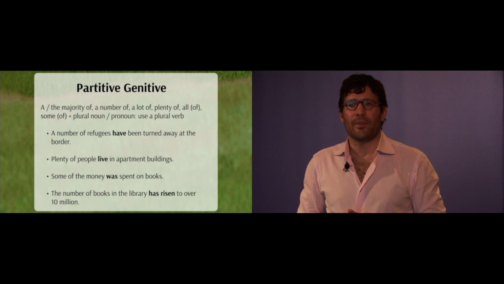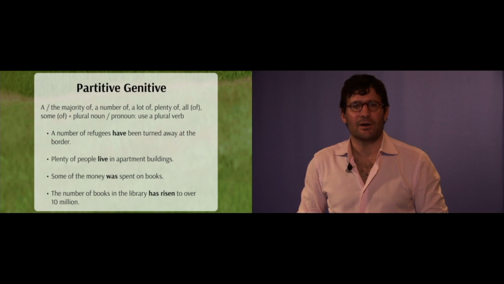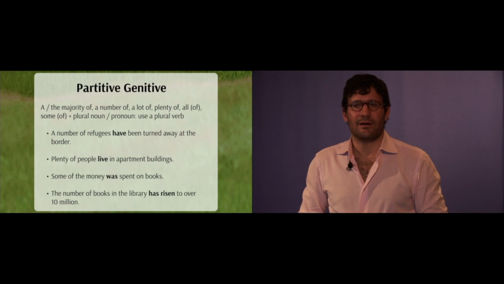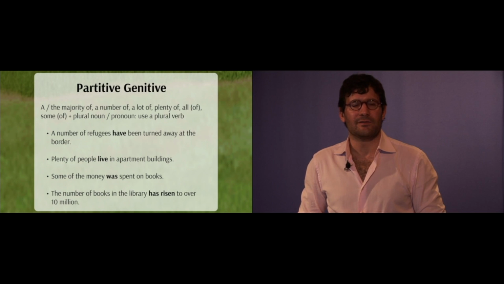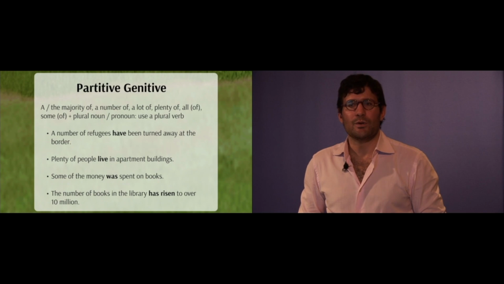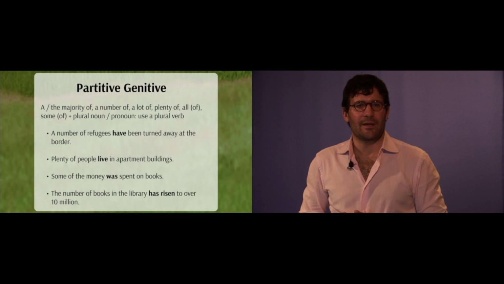We have now something called the partitive genitive. And a partitive genitive essentially means the part of the whole. And we have things like a majority of, a number of, a lot of, plenty of, all or all of, some or some of. If it's a plural noun or a pronoun, we use a plural verb. A number of refugees have been turned away at the border.